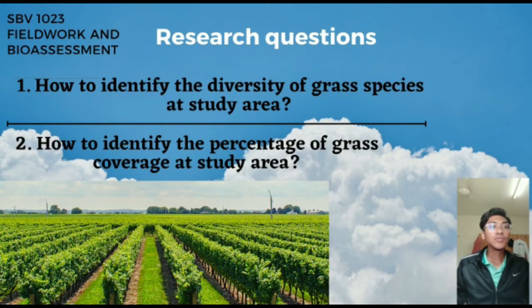Now, for the research questions, number 1 is how to identify the diversity of grass species at the study area. And number 2 is how to identify the percentage of grass coverage at the study area.